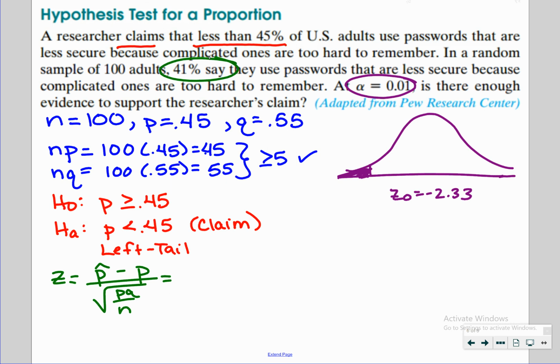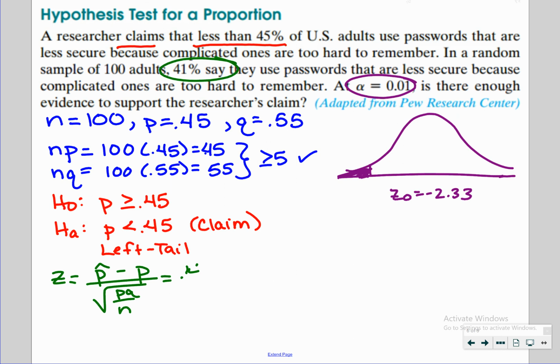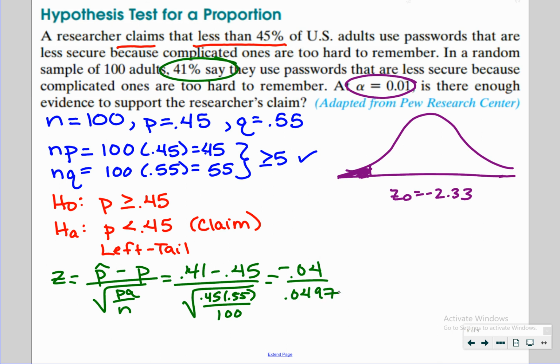Okay. All right. So P hat, the sample proportion they gave to us, 0.41 minus 0.45, our proportion that we're hypothesizing about, 0.45 times 0.55 over 100. So I'm going to get negative 0.04 on the top. On the bottom, I get 0.0497. Divide, negative 0.804. Okay, so is that in my rejection region? No, so our decision is fail to reject, or you can say do not reject the null hypothesis.